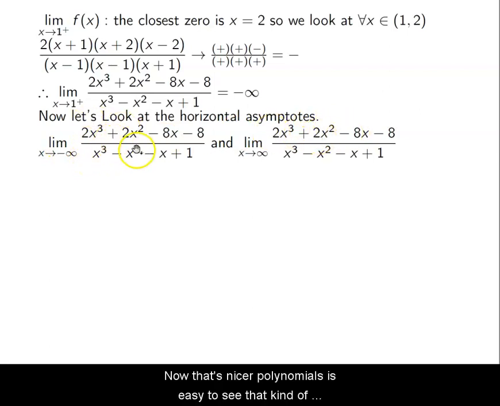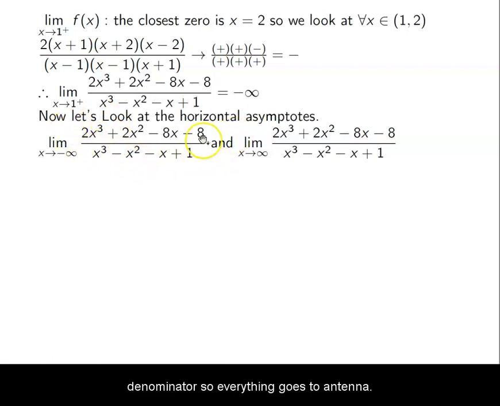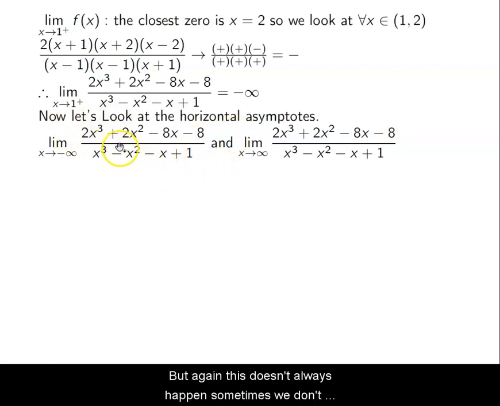Now, that's nice for polynomials. It's easy to see that kind of thing, right? If I had just an x on the bottom, I would know that this grows way, way, way larger than just an x in the denominator, so everything goes to infinity, right? But again, this doesn't always happen. Sometimes we don't always just have polynomials over polynomials. So we want to be able to learn how to deal with this.